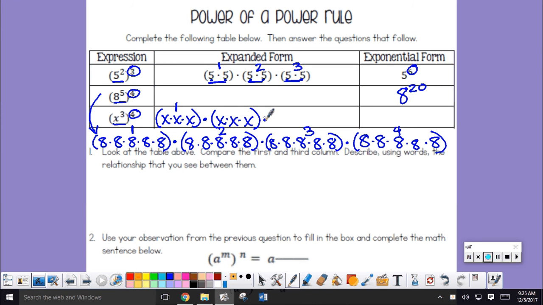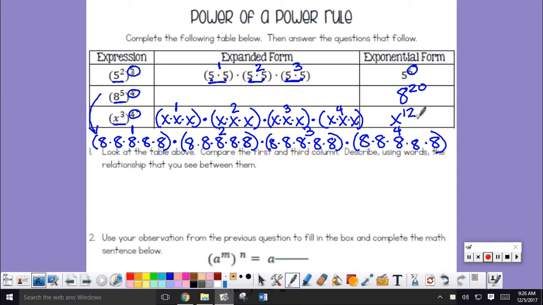That's 2 groups. 1, 2, 3. That's 3 groups because that's another group or another set of x cubed. X to the 3rd power. And then one last group, x to the 3rd power, x cubed. My 4th group, so how many powers of individual x do I have? Well, now I have 12.